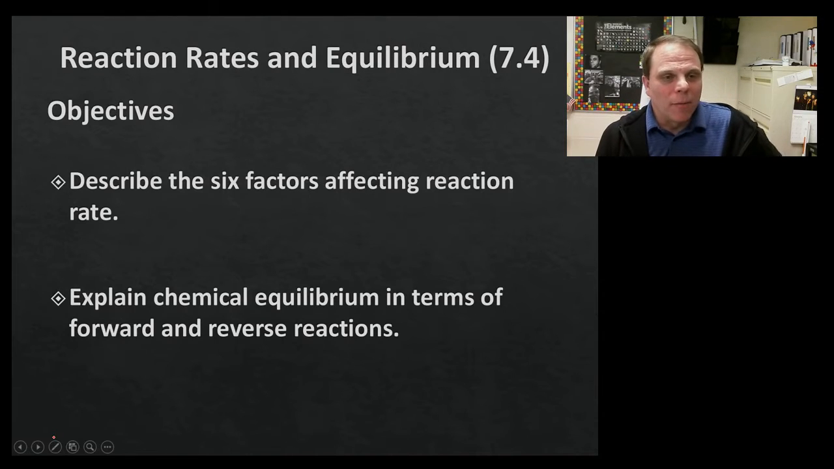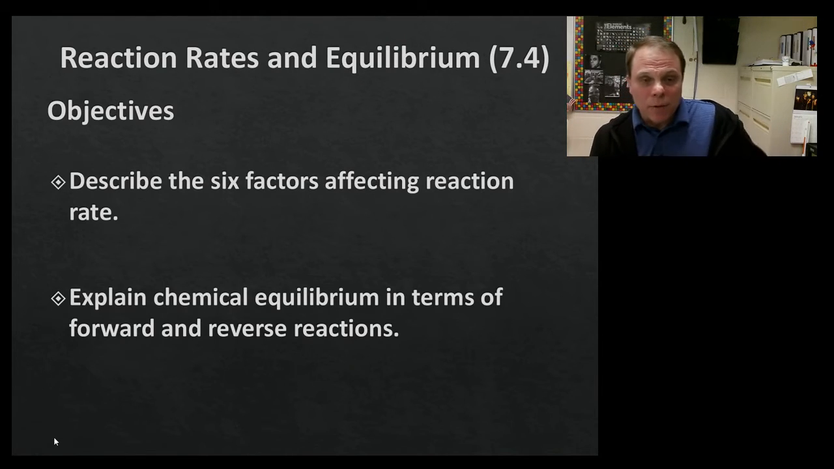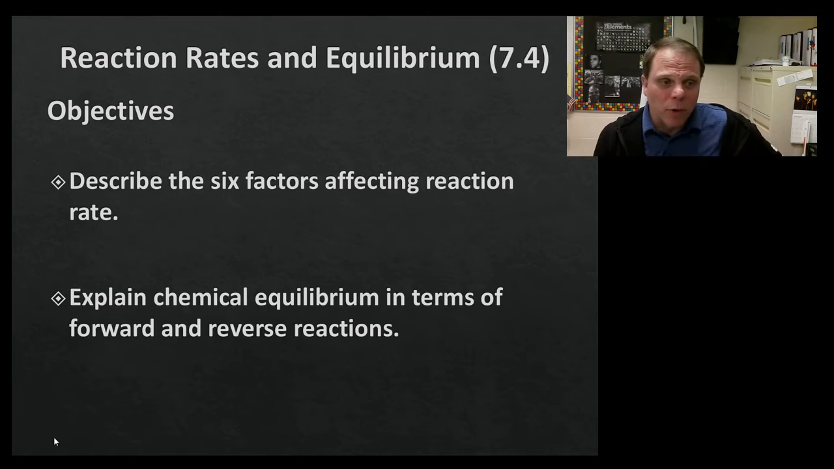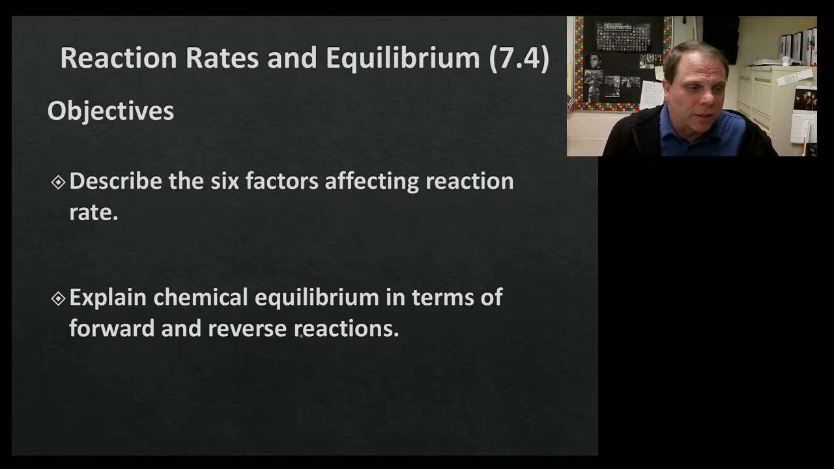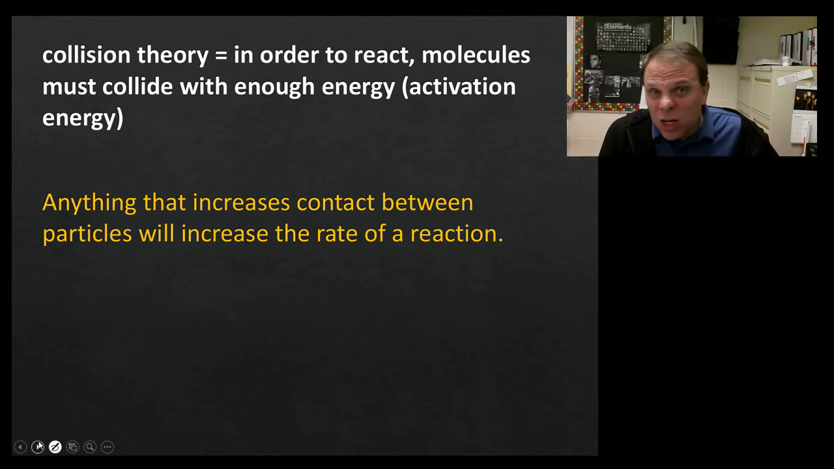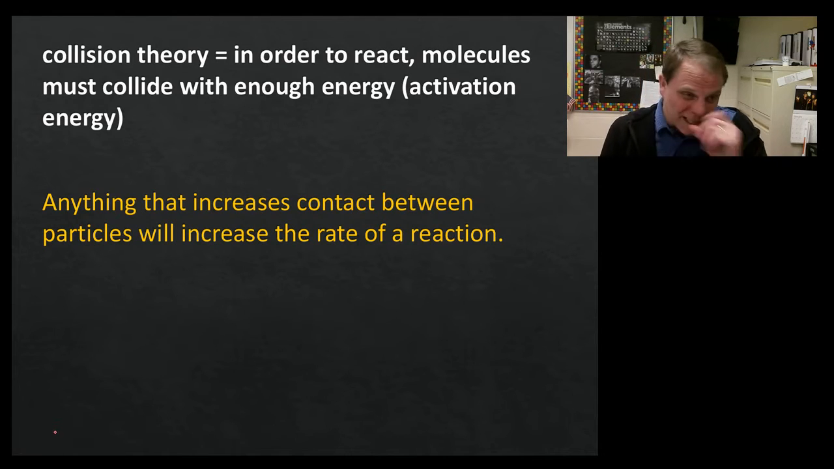All right, so let's start with our objectives. Reaction rates and equilibrium is our section 7.4. We're going to describe 6 factors affecting the reaction rate, and then we're going to explain what chemical equilibrium is in terms of forward and reverse reactions, and we're going to talk about Le Chatelier's principle.